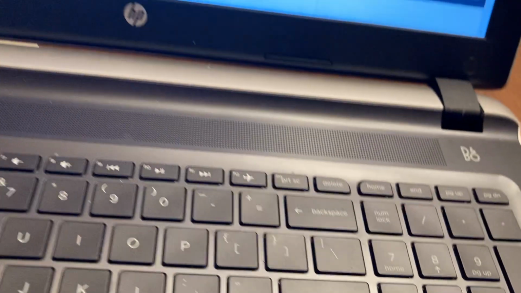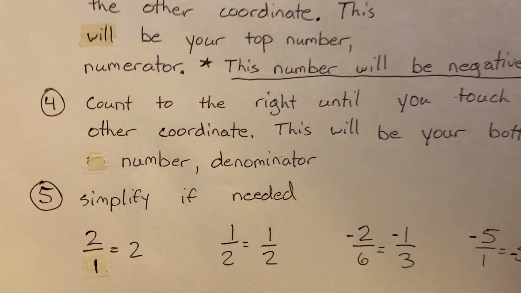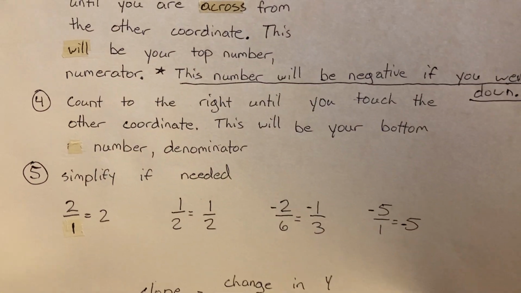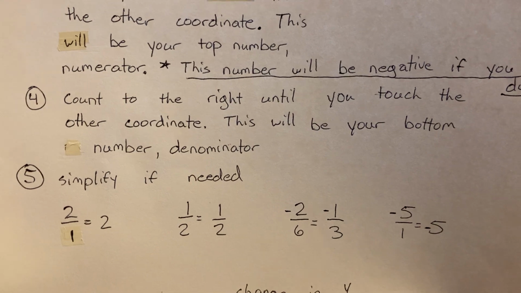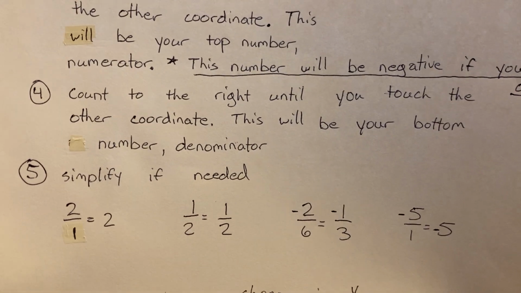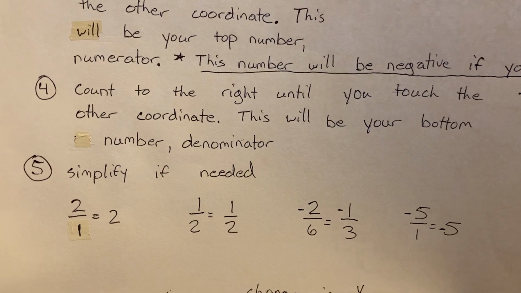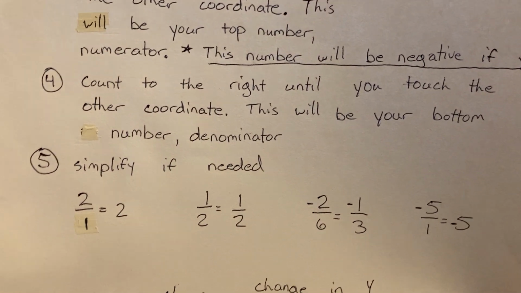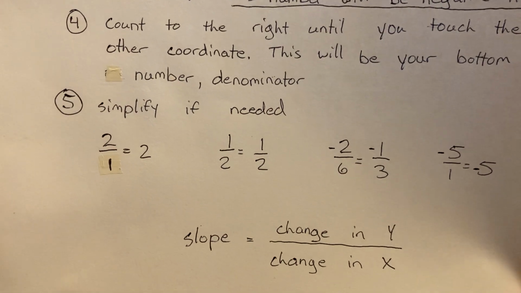Okay. Now the fourth step, which we already did, was to count to the right until you touch the other coordinate. This will be the bottom number or the denominator, okay? This is always gonna be positive for our purposes. It will happen occasionally that it's not, but not here in pre-algebra. And the last step is to simplify if needed.